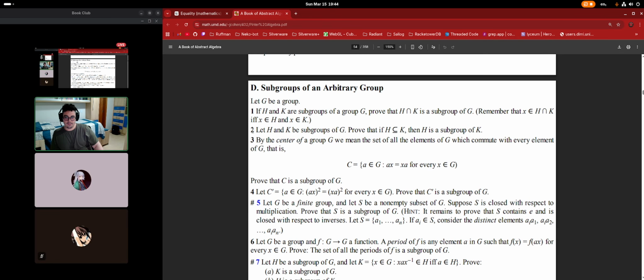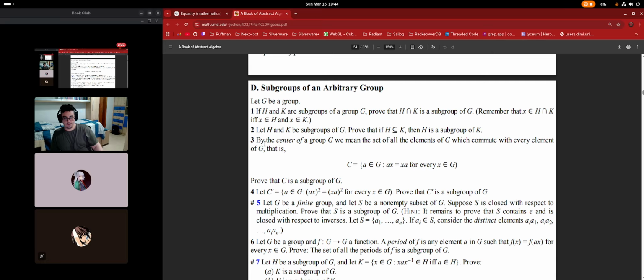So yeah, and the next one is kind of the same principle. Let H and K be subgroups of G. Prove that if H is contained in K, then H is a subgroup of K. So this is kind of like one rep, again. This one is a bit easier because you are told from the outset that they are both groups, right?